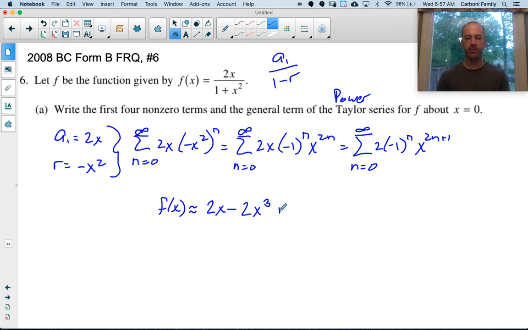And then at some point, you're going to recognize the pattern. We are multiplying by negative x squared each time, so I could just do that. So it's going to be plus 2x to the 5th minus 2x to the 7th. There are my first 4 terms. It does ask for the general term, so I'm just going to say plus dot dot dot plus, and then my general term was 2 times negative 1 to the n, x to the 2n plus 1. And the series does continue, but there is your answer to part A. Those are your first 4 non-zeros plus the general term.